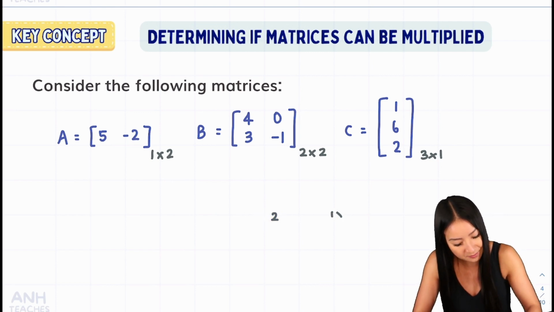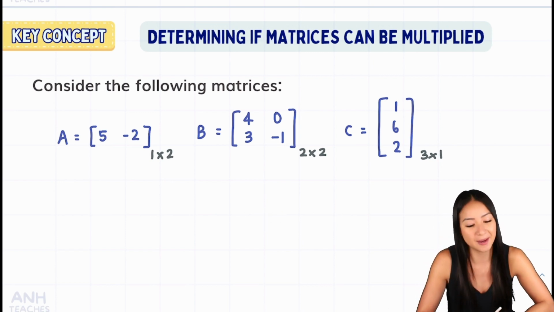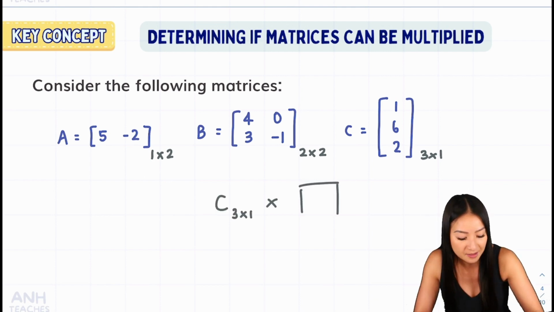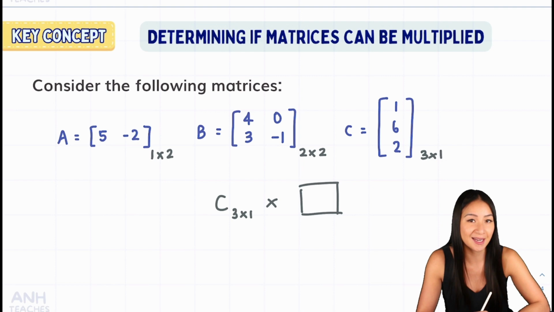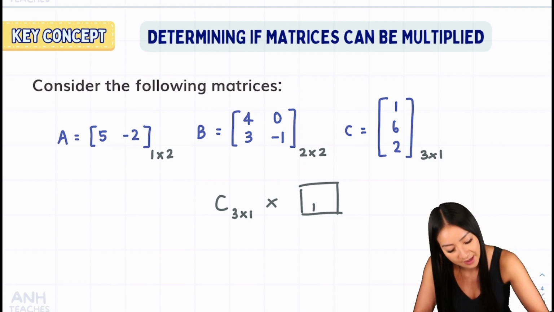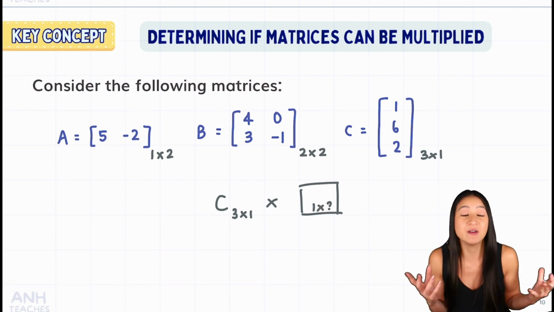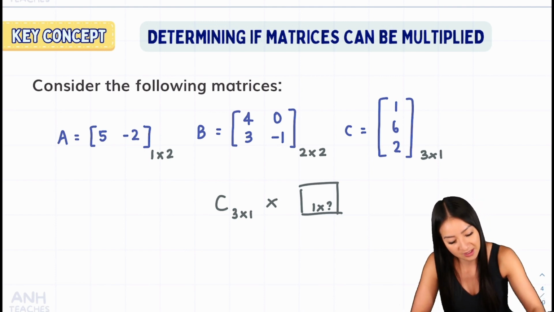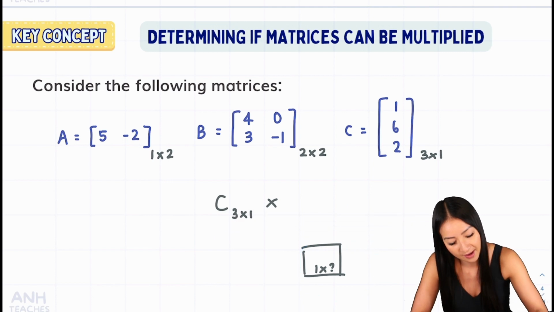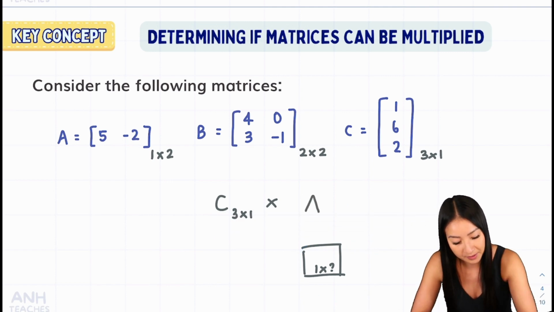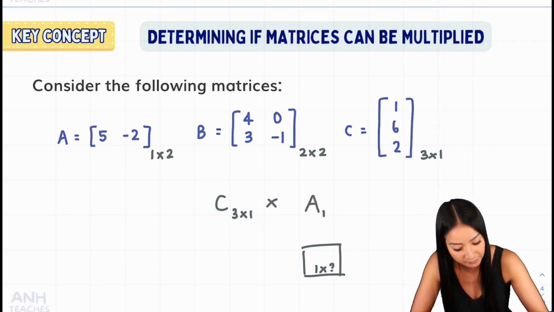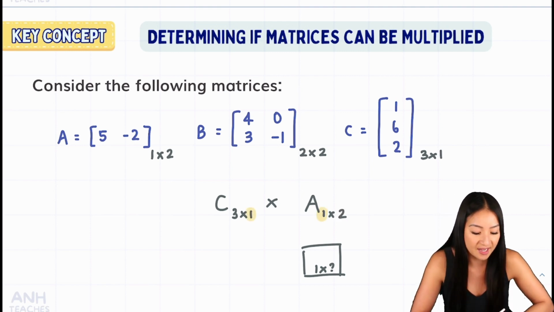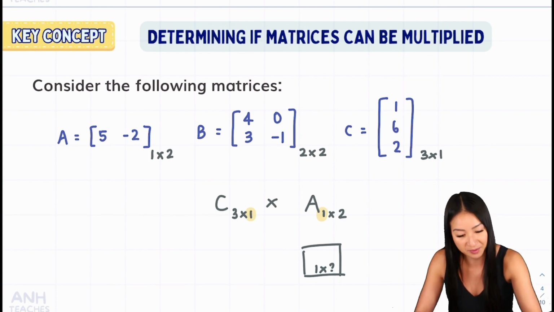Let's look at one more combination of matrices. Starting with maybe matrix C. Now we can post multiply matrix C by any matrix that has 1 row and however many columns. And in this case, it looks like we can actually multiply matrix C by matrix A because it has one row and two columns. These inside values are the same, so we can multiply.